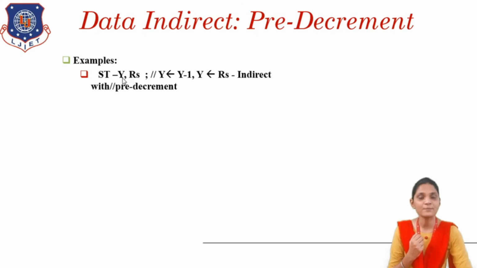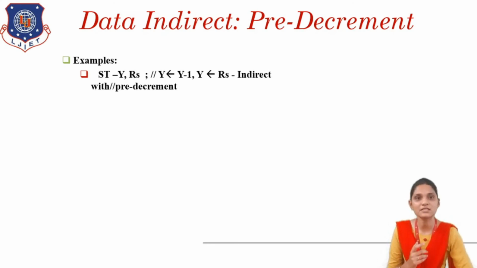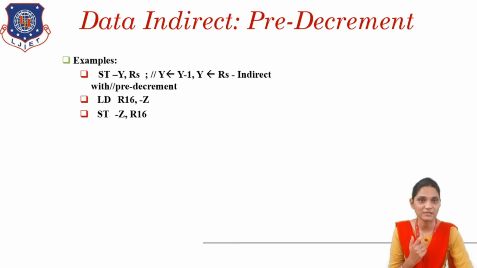Okay, so for example, if my location given by Y is 10 and I am using an instruction like ST minus Y comma Rs, then the content of register Y is first decremented by 1. So instead of 10 it will be 9, and after that my content of register R is going to be stored at location 9. Okay, so you can use this kind of instruction, that is the pre-decrement instruction.